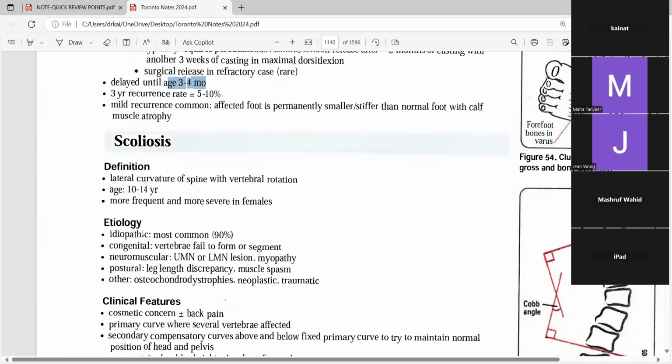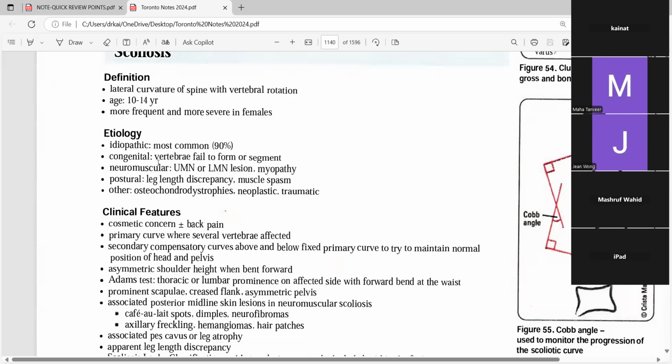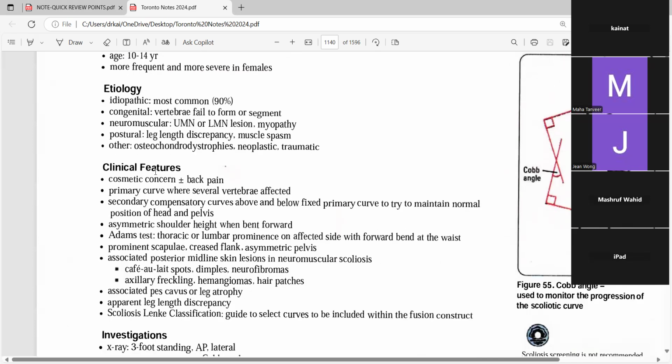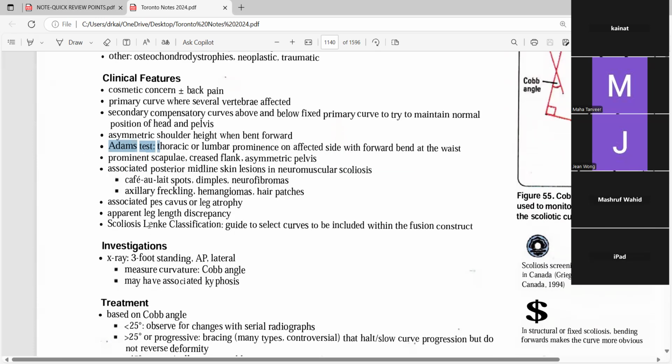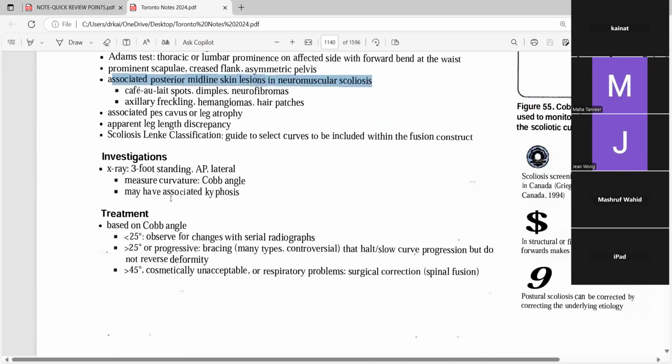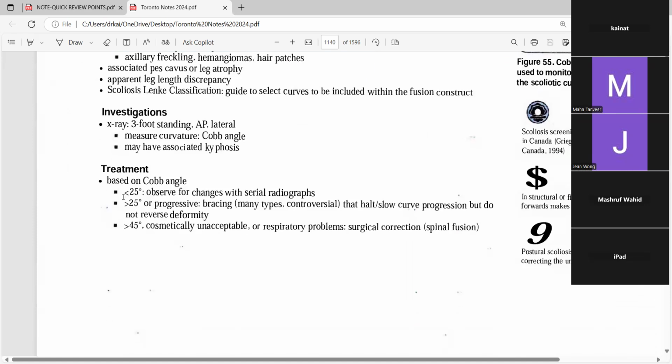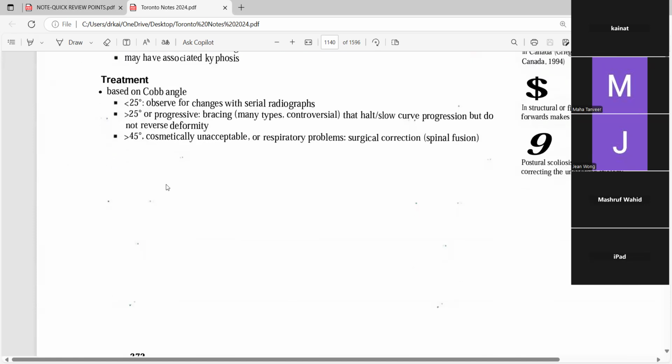Then this scoliosis, it's not that crazy important, but you can just give it a quick read because there are a lot of cases in family medicine practice where there is a patient with a back pain and the diagnosis is only scoliosis. And it's basically in the age of 10 to 14. So what are the main causes? It's mainly idiopathic. What are the tests? Adams test is the one that's supposed to be done. So it could be associated with the posterior midline skin lesions in the neuromuscular scoliosis. Doing an X-ray, then coming to the treatment. What is the treatment based on? The Cobb angle.